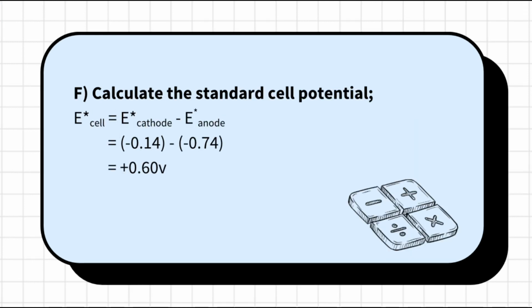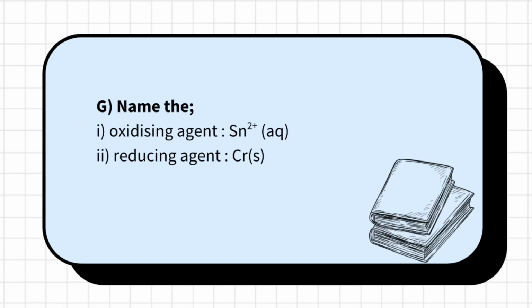To find the total voltage produced by the cell, we use the formula E° cell equals E° cathode minus E° anode. By substituting our values, negative 0.14 minus negative 0.74. This gives us a total standard cell potential of positive 0.60 V. The positive value confirms that the reaction is spontaneous.